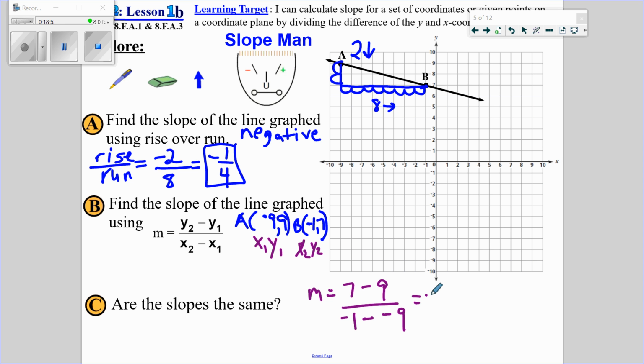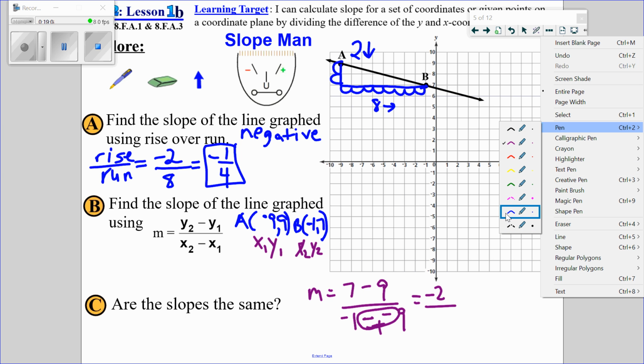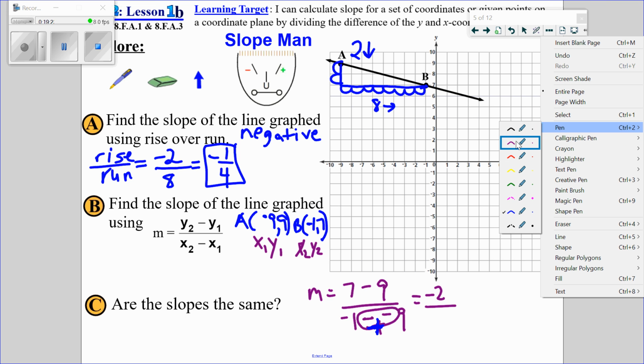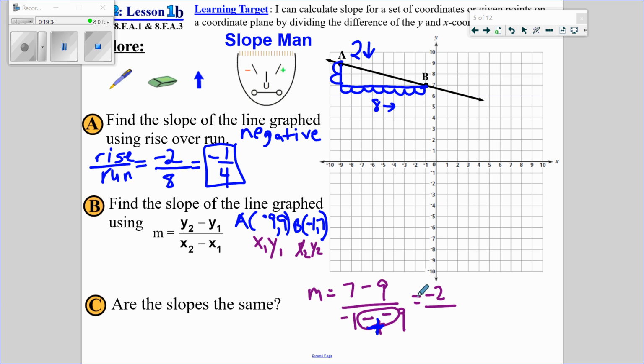7 minus 9 equals negative 2 over, when you see two negatives, we circle it and we turn it into a positive. Let me just change the ink for a second so you can see it better. Let me go over here and show you it became positive. Little technical difficulty with my mouse. Okay. So negative 1 plus 9 gives you 8. And then this reduces to negative 1 over 4. And as you can see, we have the same slopes. Yes.